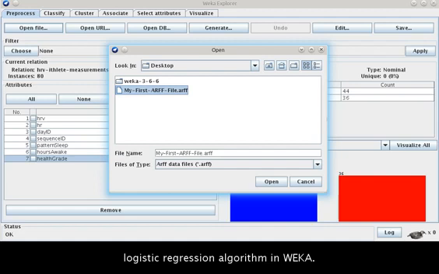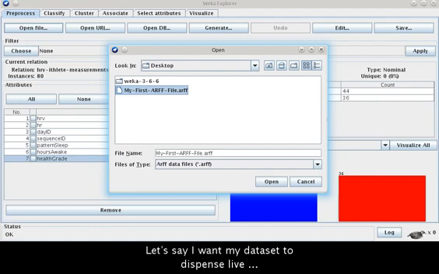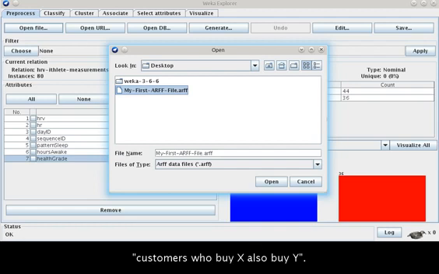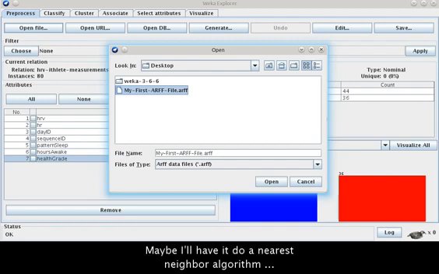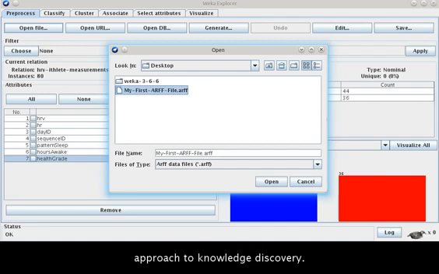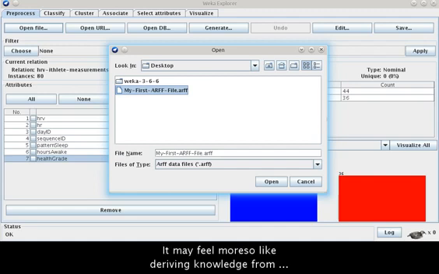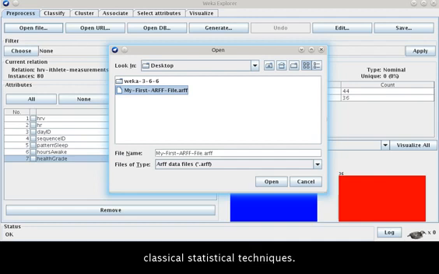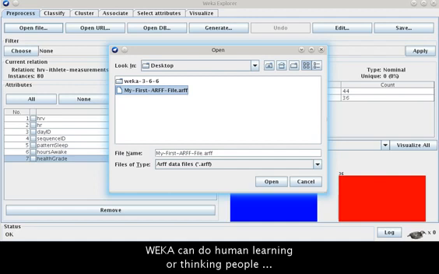Maybe I'll have it do a logistic regression algorithm in WEKA. Let's say I want my dataset to dispense live personalized advice resembling Amazon's customers who buy X also buy Y. Maybe I'll have it do a nearest neighbor algorithm in WEKA. This demo won't emphasize WEKA's machine learning, artificial intelligence, approach to knowledge discovery. It may feel more so like deriving knowledge from classical statistical techniques. WEKA can do human learning or thinking people data analysis as well. That's mostly how I got familiar with WEKA, and that's mostly what I'm about to show.